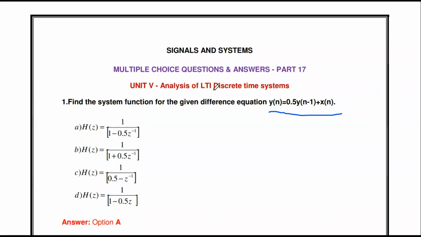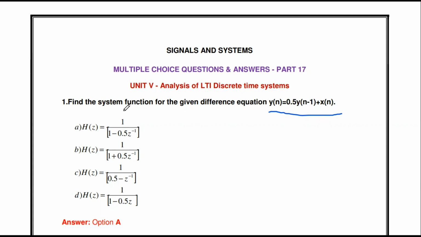So already you know the LTI discrete time systems are described by a difference equation, where x of n is the input, y of n is the output, and y of n minus 1 is the previous output. The equation which relates input and output is called the system equation. From the system equation, we have to find the system function.